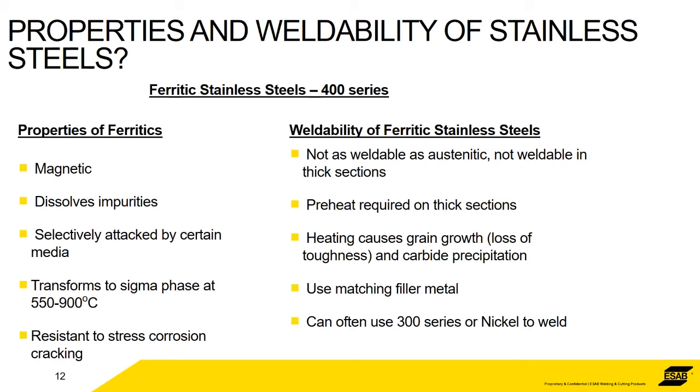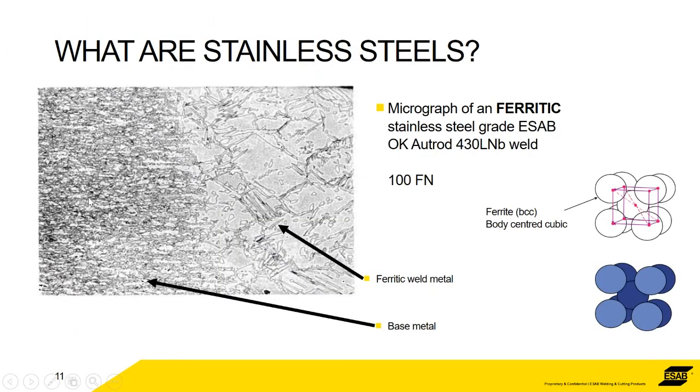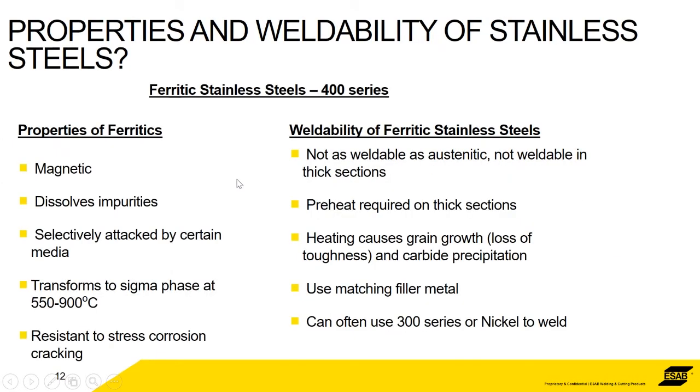In terms of weldability, they're not as weldable as austenitic and not very weldable in thick sections. And the reason is because of this grain growth. The grain growth you saw on the photo here is quite significant, and basically it wants to crack. So big grains means lack of toughness. And if you've got lots of heat in there on a thick section that you're not controlling, then you'll get the carbide precipitation. So we weld them with matching fillers or even 300 series or nickel alloys.